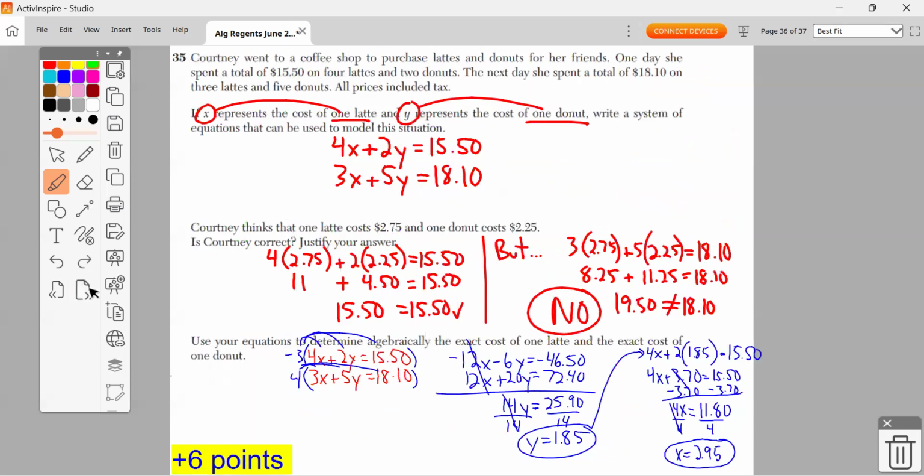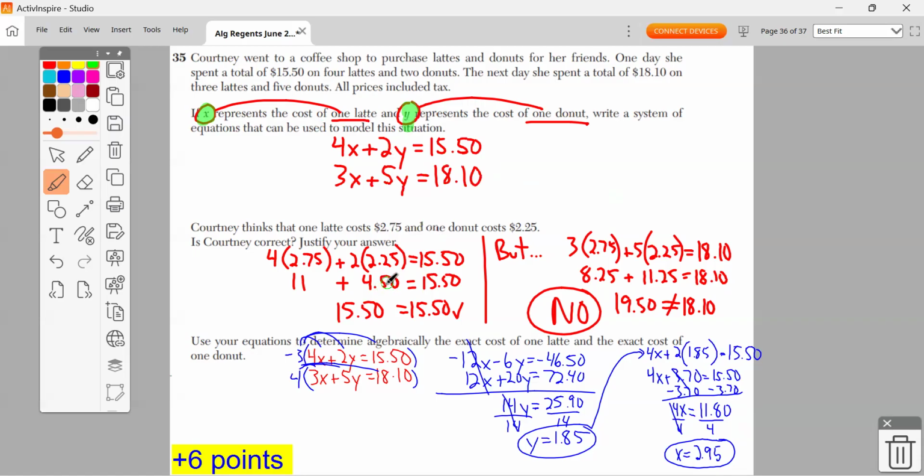justifying your answer. And then we have the last question, the 6-point question. Courtney went to a coffee shop and purchased lattes and donuts. Now, notice that they tell you use X for latte and Y for donut. You cannot use L and D. You have to use X and Y because that's what they tell you to do. So it says that she purchased 4 lattes and 2 donuts for $15.50, 3 lattes and 5 donuts for $18.10. There's your system. That gets you 2 credits.